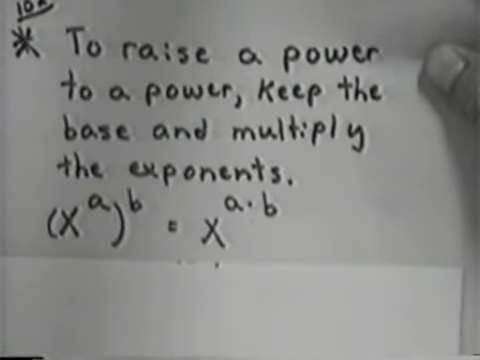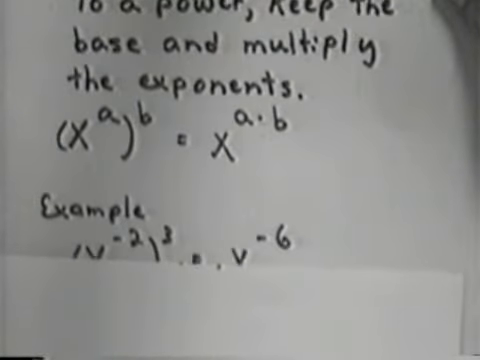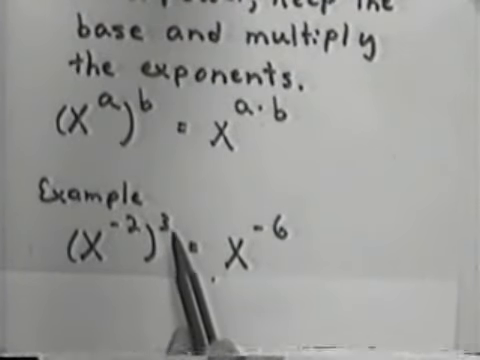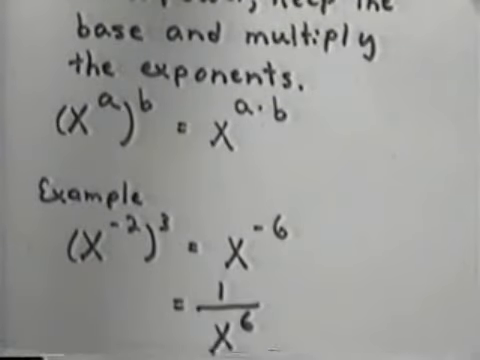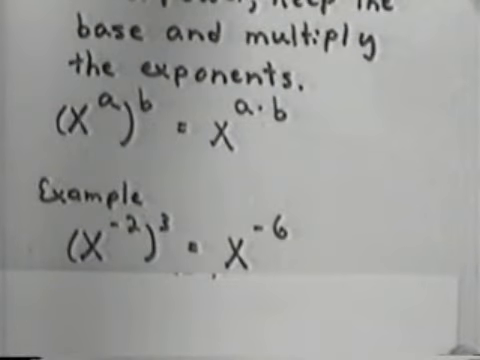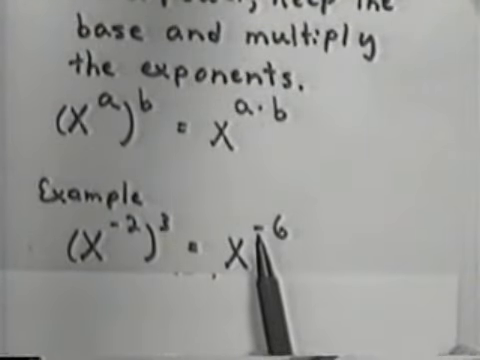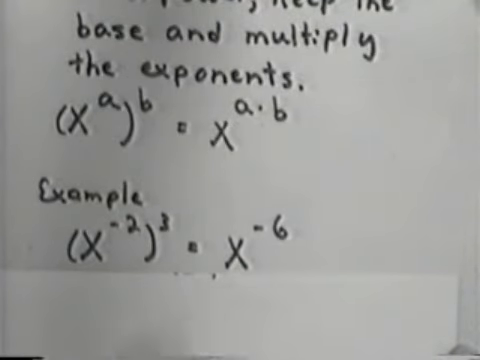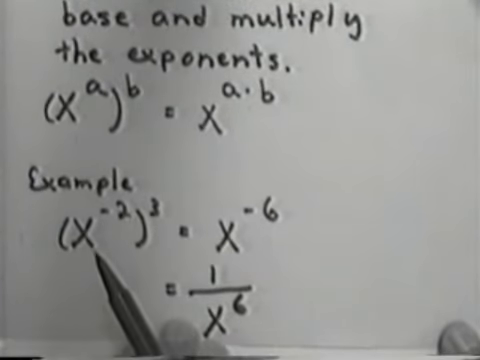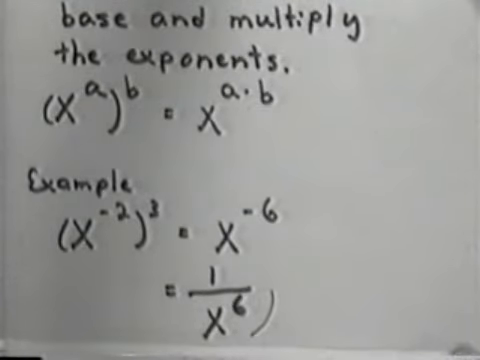Well, let's look at an example. Let's look at x to the negative 2 raised to the 3rd power. We're raising a power to a power. To raise a power to a power, you keep the base and multiply the exponents. Negative 2 times 3 is negative 6. A negative exponent tells me to take the reciprocal of the base, so I would have 1 over x to the positive 6 as the answer.